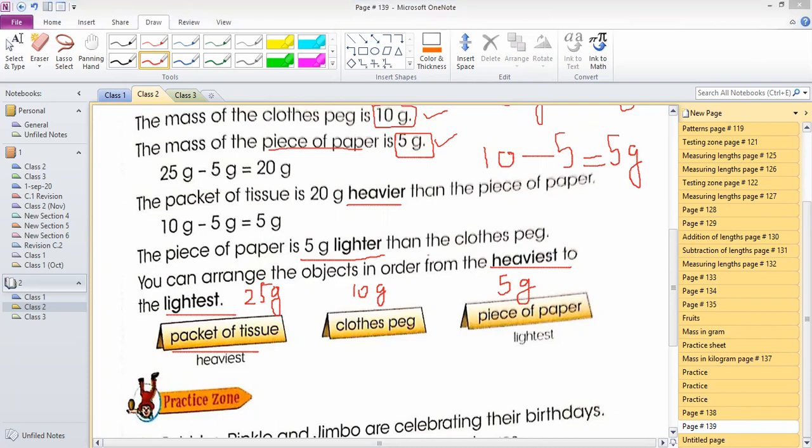So we will stop up to here. And inshallah, from tomorrow, we will start the practice zone of this and we'll continue from here.